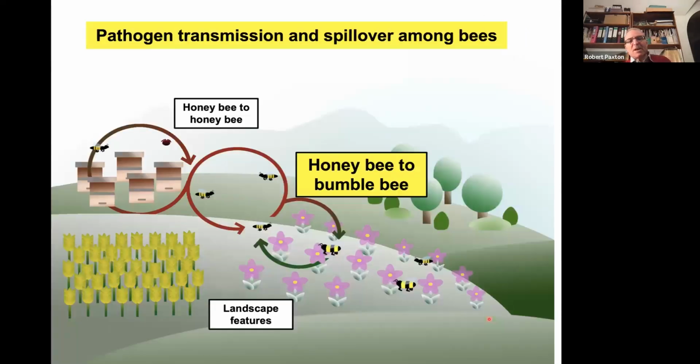Okay, so pathogen transmission is happening. Pathogens seem to be moving between species. The suggestion is that it's going from honeybees to bumblebees, potentially also to other wild bee species. Where is it happening? Varroa mites only transmit it between honeybees. So how are the wild bees picking it up? The usual hypothesis is that it's on flowers.